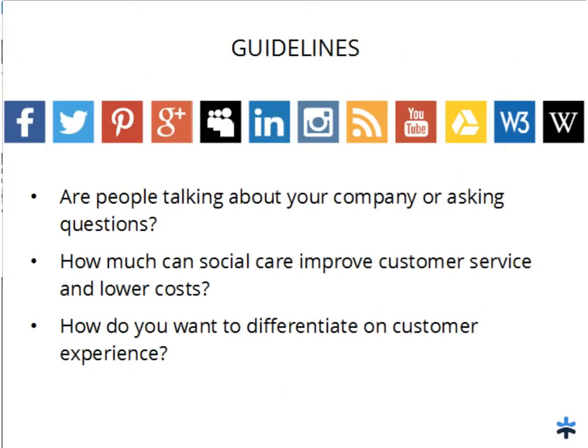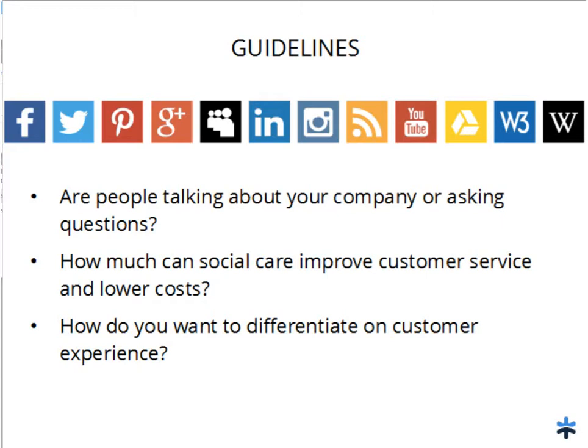So here's some guidelines. 1, start by looking at whether people are actually talking about your company or asking questions on social media. That is a good sign. It means that they want to communicate with you there. What channels are they communicating with you on? Twitter and Facebook are the largest customer service channels, with Twitter actually being a little bit more popular for service and support channels, but it really all depends upon your business. You want to also look at how much social care can improve your customer service and lower costs.